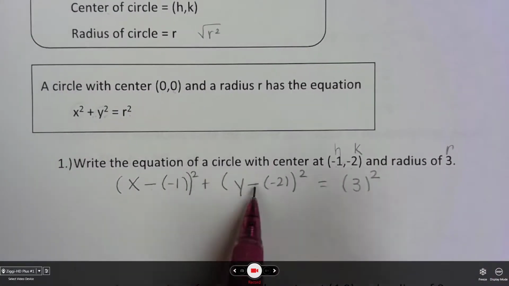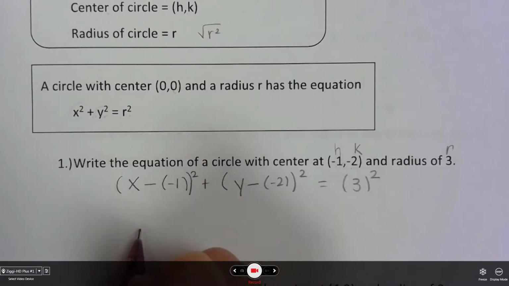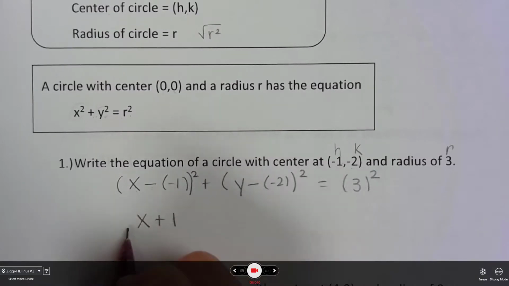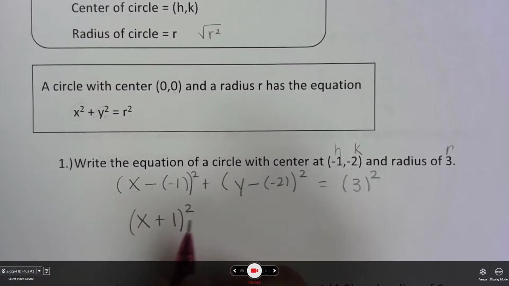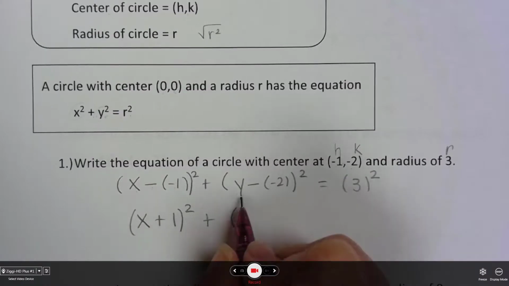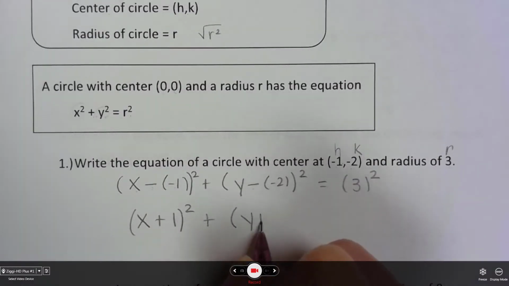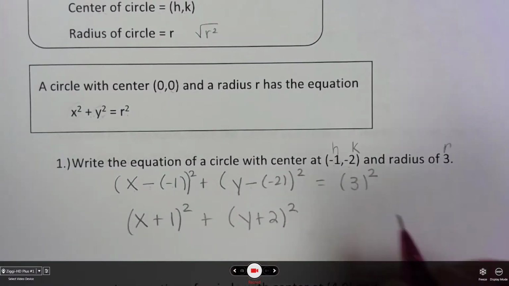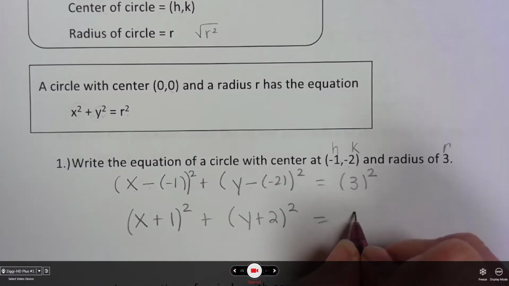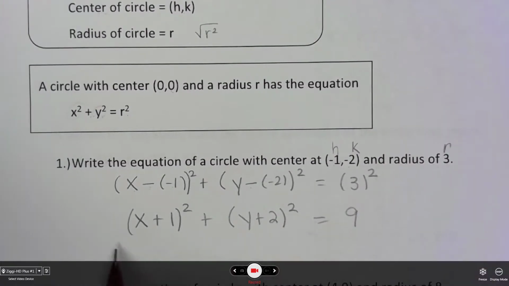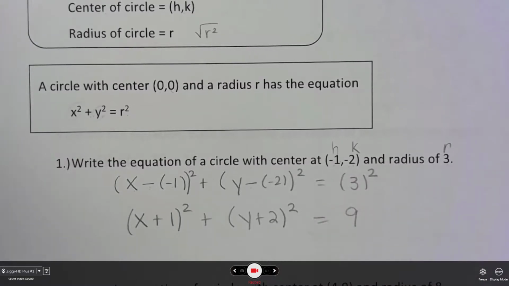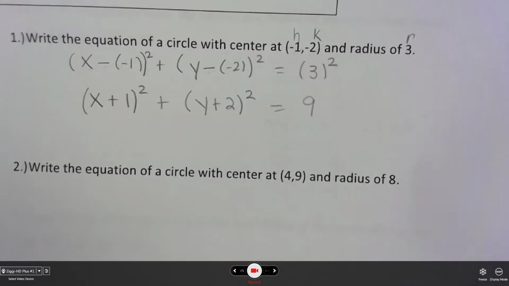Now, if I can simplify what's in parentheses, I go ahead and simplify that. So x minus -1 becomes x plus 1, and make sure the whole quantity is squared. And then y minus -2 becomes y plus 2, and make sure that entire quantity is squared by putting it in parentheses. And then 3 squared is 9. This would be the center radius form of an equation of a circle with the center at -1, -2, and a radius of 3. Let's try some additional examples.